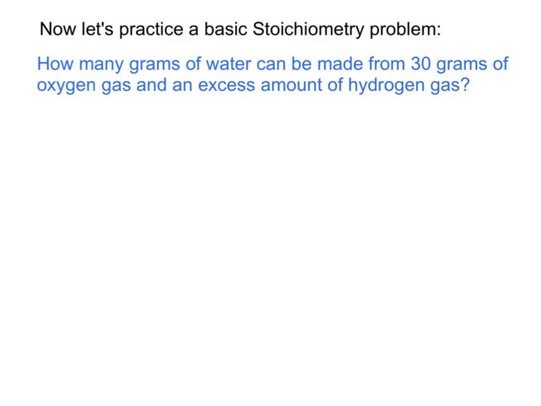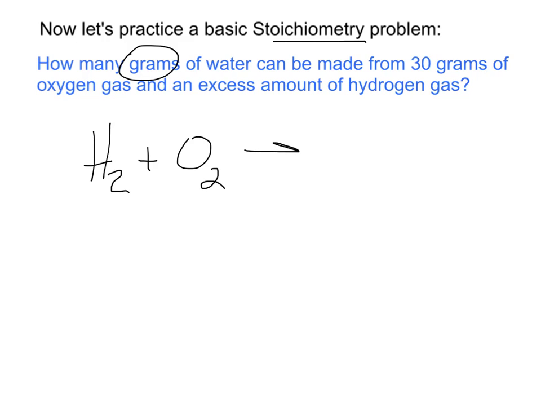Okay? Here's one that we're going to work on, basic stoichiometry. So remember, when we're working on stoichiometry, the first thing we have to do is create a balanced chemical equation. So we're going to look at this. How many grams of water, that's what they want me to go to, can be made from 30 grams of oxygen and an excess amount of hydrogen? So it says I've got hydrogen gas, and we know that's H2, plus oxygen gas, O2, is going to create water. So there's my chemical equation.